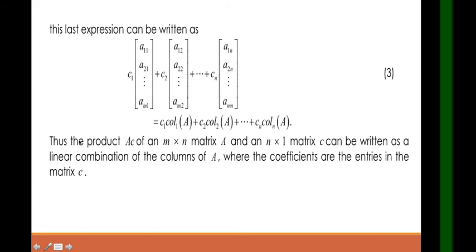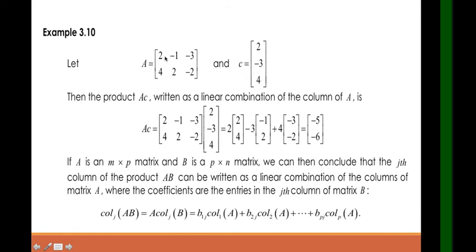Now, thus the product AC of an m by n matrix A and an n by 1 matrix C can be written as a linear combination of the columns of A, where the coefficients are the entries in the matrix C.